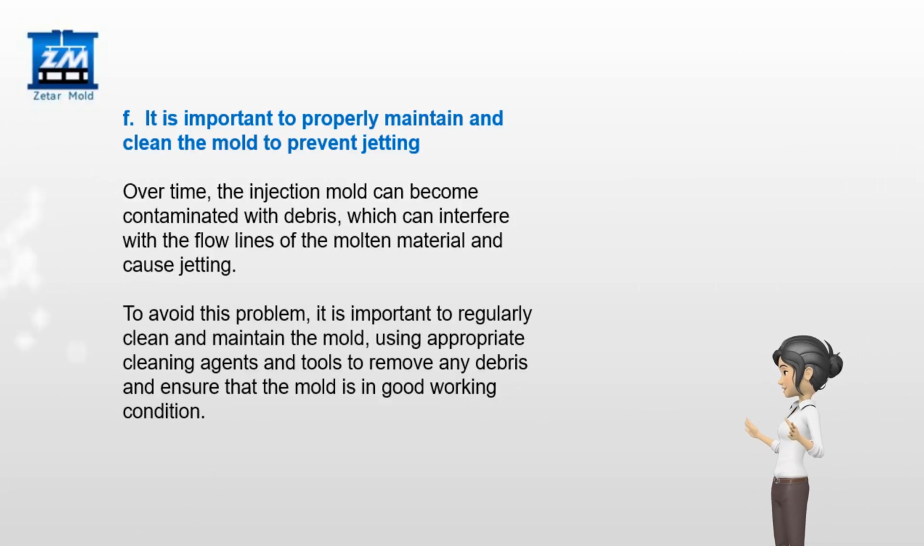F. It is important to properly maintain and clean the mold to prevent jetting over time. The injection mold can become contaminated with debris, which can interfere with the flow lines of the molten material and cause jetting. To avoid this problem, it is important to regularly clean and maintain the mold, using appropriate cleaning agents and tools to remove any debris and ensure that the mold is in good working condition.